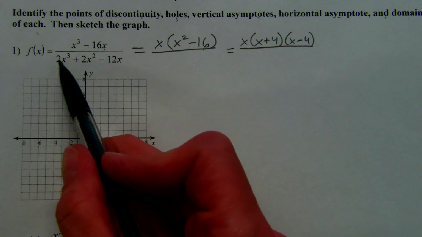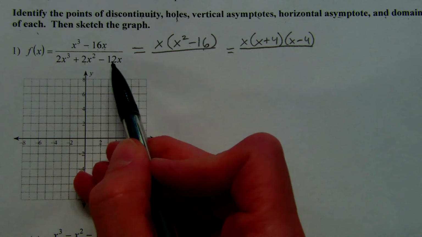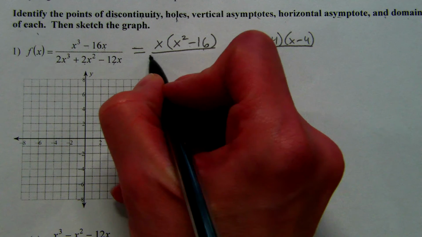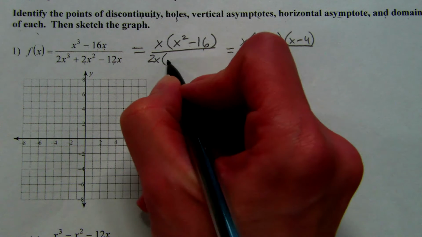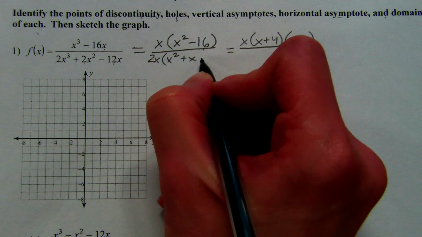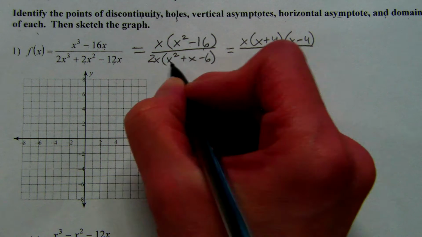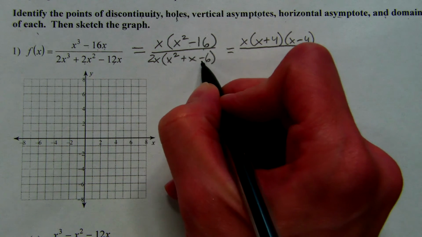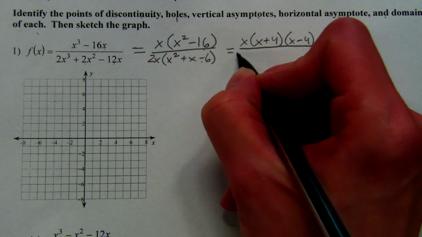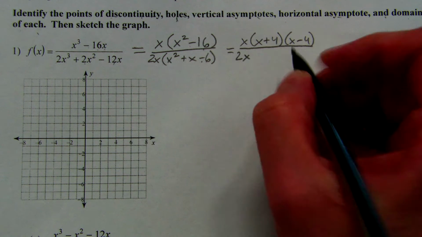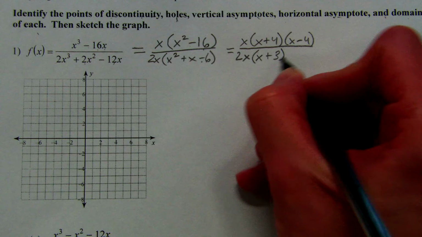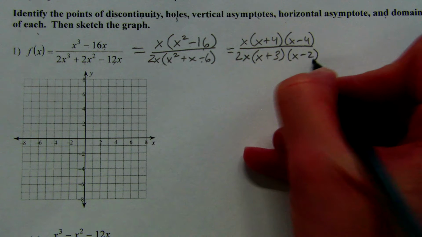On the bottom, I noticed that I have all even coefficients, and I do have a third power. I've got x's in all terms. So I'm going to take a 2x out of everything, and that'll leave me with x squared plus x minus 6. And that one we can factor also. We're looking for numbers that multiply to make negative 6, negative 2 and 3. Good. So the 2x still has to be there. That's going to be an important piece in a minute. So we're going to have x plus 3 and x minus 2.